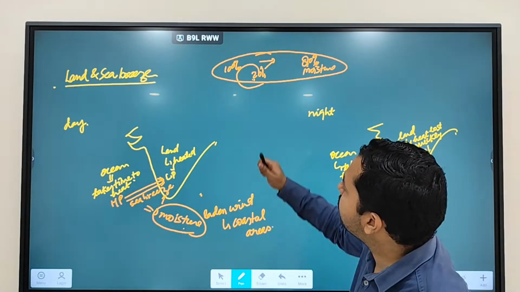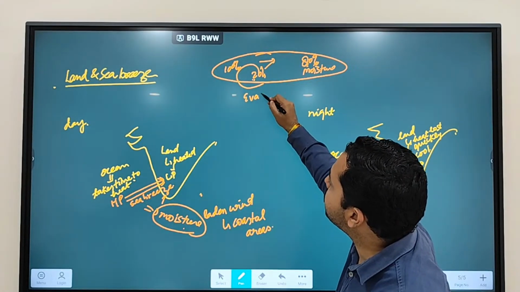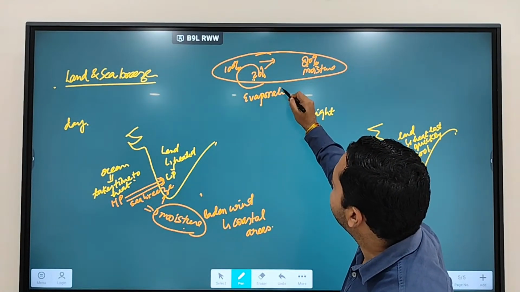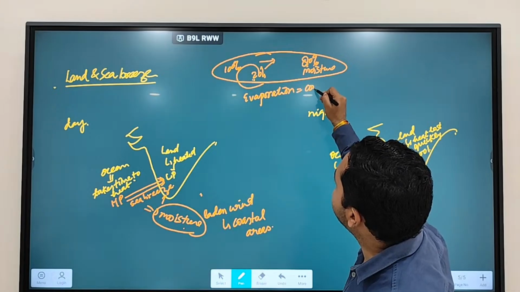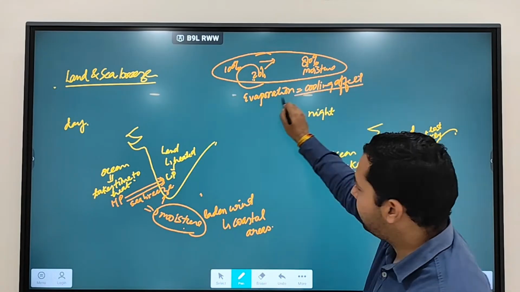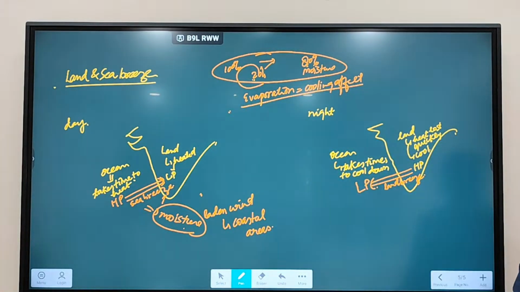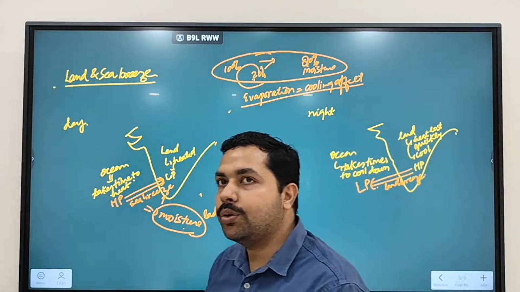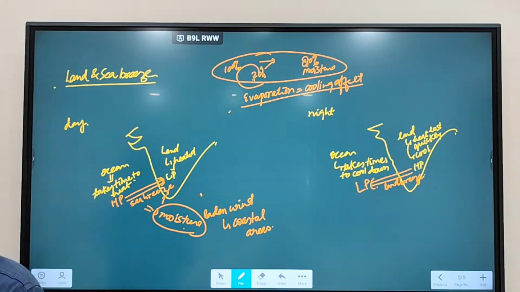Evaporation provides you a cooling effect. Evaporation provides you which type of effect? Cooling effect. Remember that. For example, let's say you are too sweaty and you come and stand under the fan. What will happen? You will feel colder.